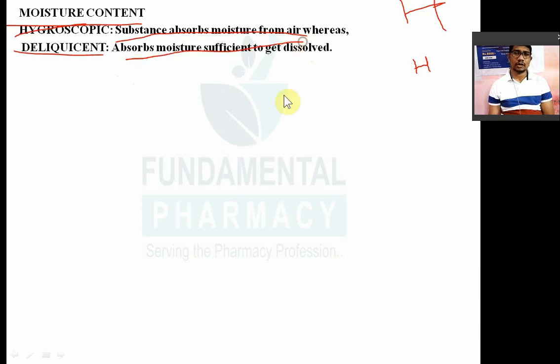So the first case is hygroscopic, where the compound absorbs water from moisture. If you expose that compound to a humid condition, it will absorb the moisture from air, and there is an increase in the weight of that compound. That is hygroscopic. Now deliquescent means these are also compounds which absorb the moisture from air, but to such an extent that they will get liquefied.